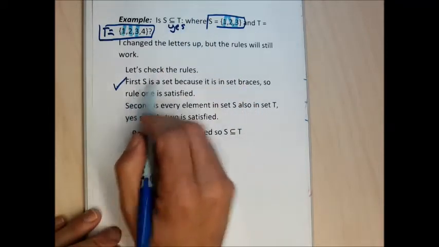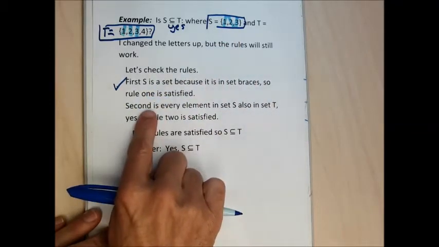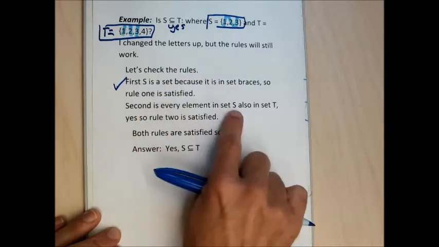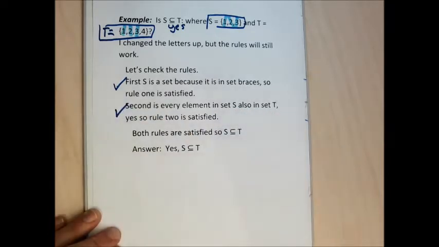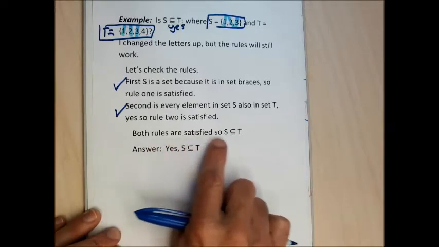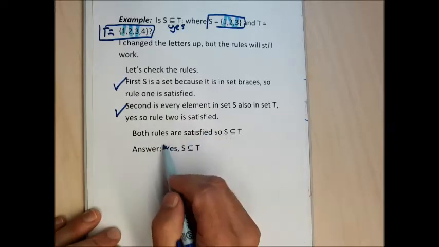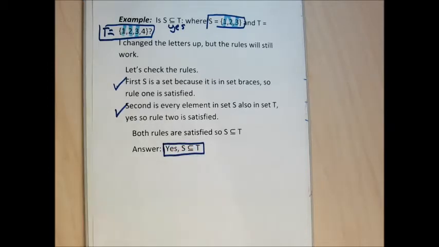So the first rule was satisfied because S was a set. The second rule is satisfied because every element in set S is also in set T. So rule 2 is satisfied. So both rules are satisfied. So if I ask the question, is S a subset of T, I can say yes. Set S is a subset of set T.